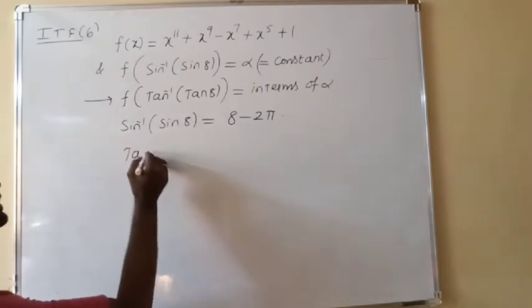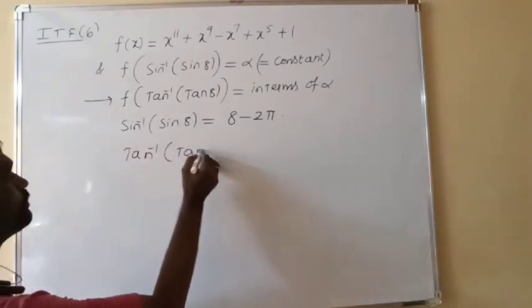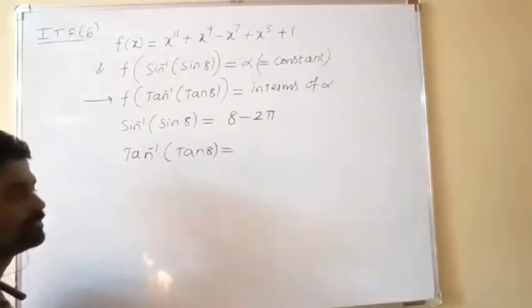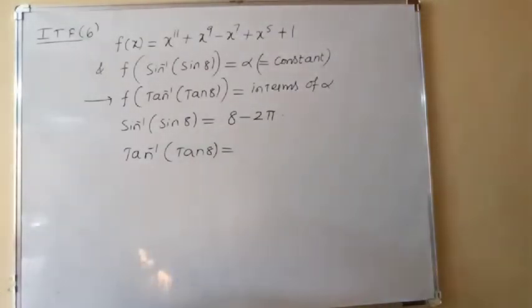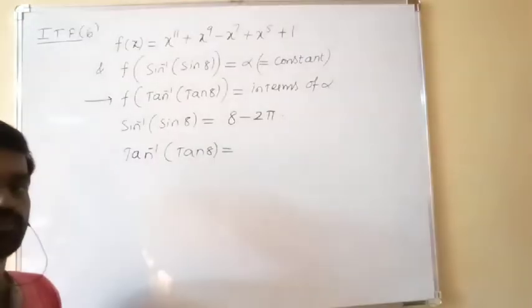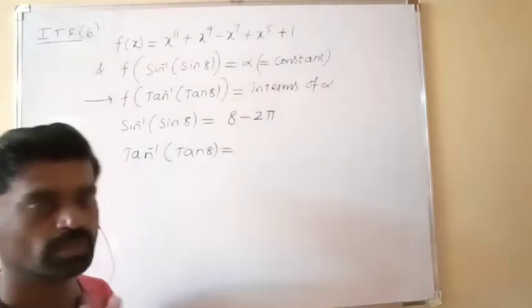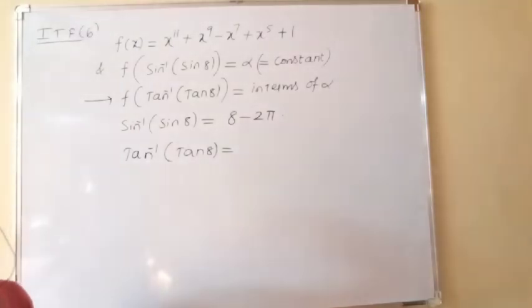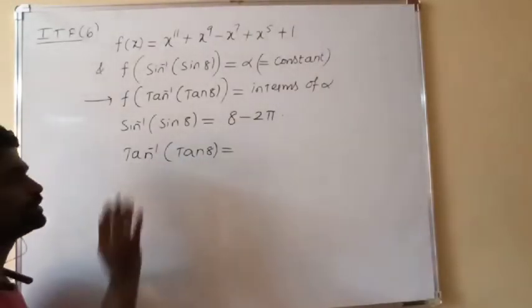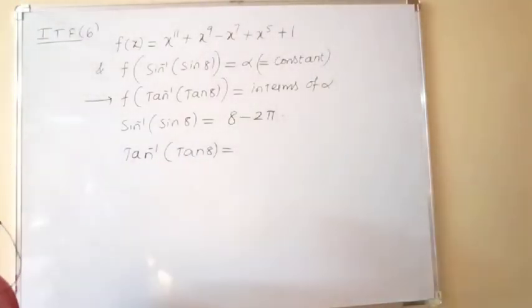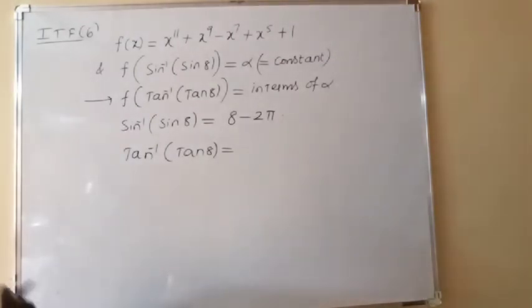Last session, if you observe, you will come to know how you got this answer. Next, tan inverse of tan 8 radians. See, for the tan inverse of tan x formula, we always need to get the angle minus the nearest multiple of pi. So here also, 8 is nearer to which multiple of pi?